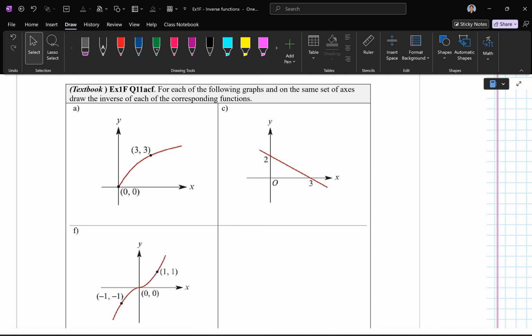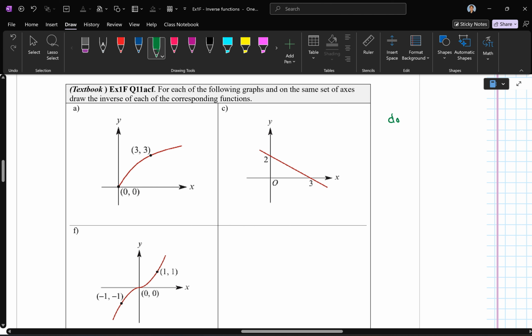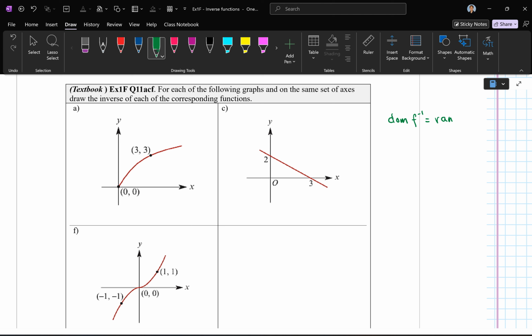So to sketch this inverse, you know a couple of things. Well, only one thing really that's main. The domain of f inverse is equal to the range of the function. The range of the inverse is equal to the domain of the function. So essentially, I'm just saying y becomes x and x becomes y, right? So those are my coordinates.